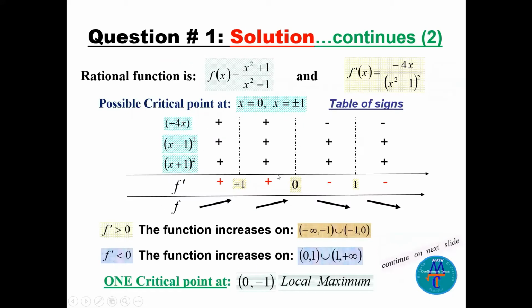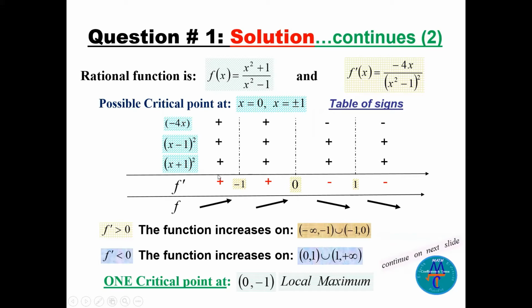Now let's study f prime using the table of signs. Here we have the critical values at 0, where f prime is 0 or f prime is undefined. So we have 0, and we have to study f prime at 0, minus 1, and 1. Then we put here all the factors: minus 4x, and this one we have to factor: x minus 1 squared, x plus 1 squared. But on the table, it will be all plus. Why? Because we have a square here. If we have a cube, or any odd power, then we have pluses and minuses.